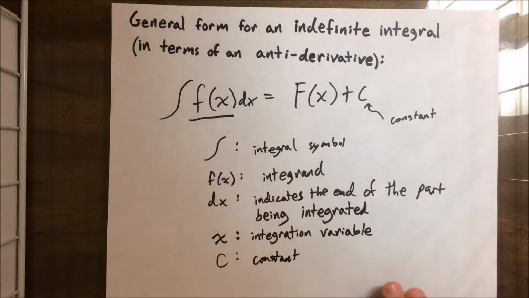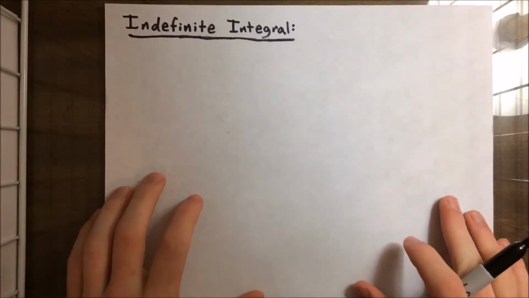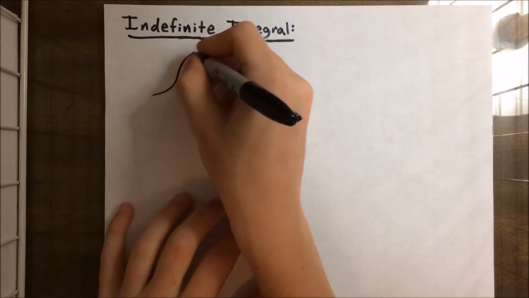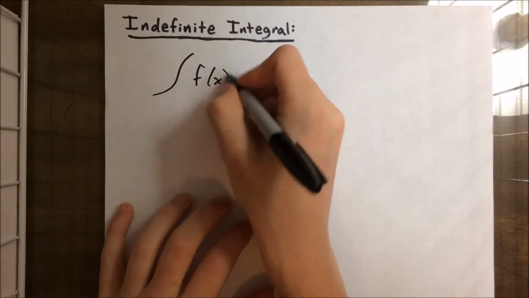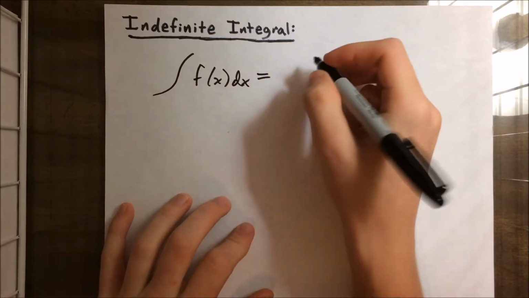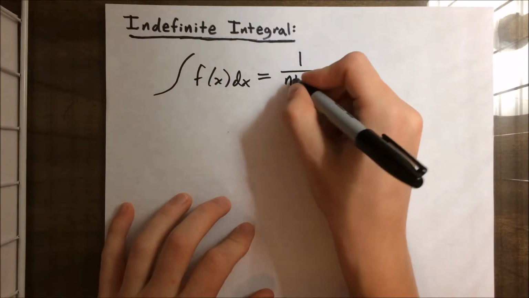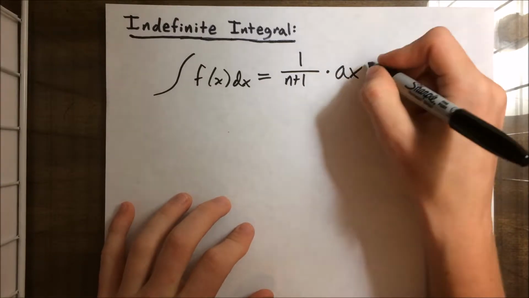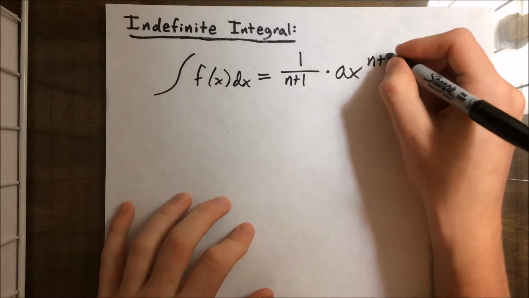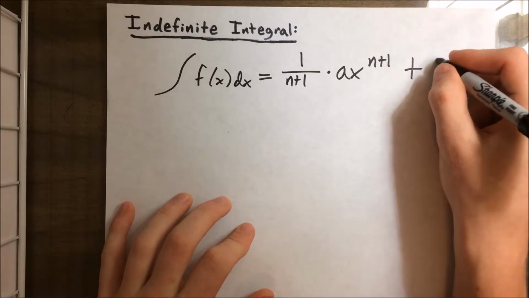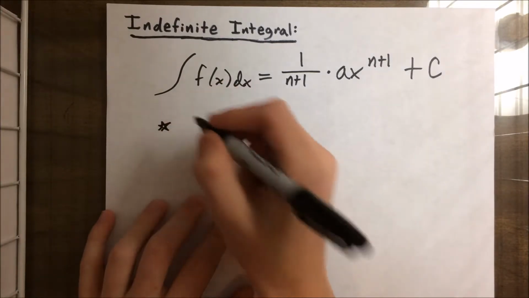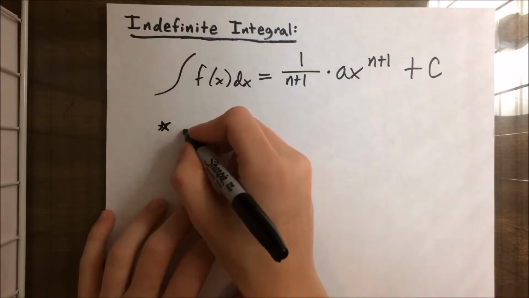When doing indefinite integrals, you want to use the following general form. f of x dx, as before, is equal to 1 over n plus 1 times ax to the n plus 1, and then plus c. So that's your constant.